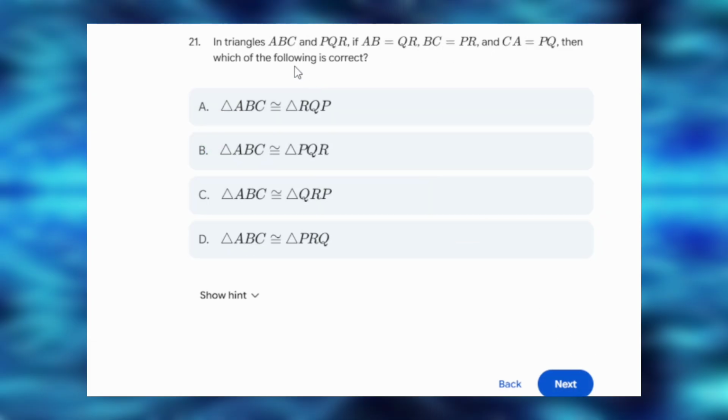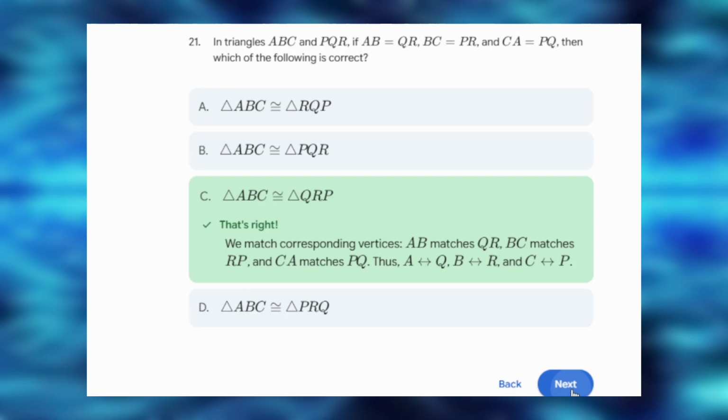In triangles ABC and PQR, AB equal to QR, BC equal to PR, CA equal to PQ, then which of the following is correct? Here in triangle ABC, the corresponding sides are AB, QR. Therefore, this is the correct answer.